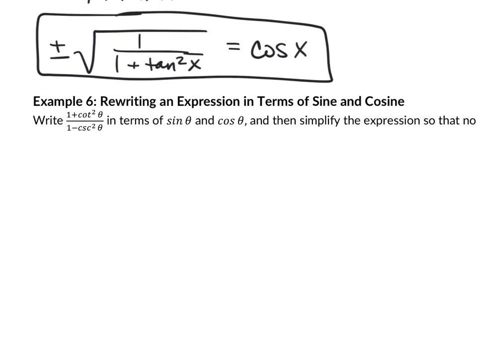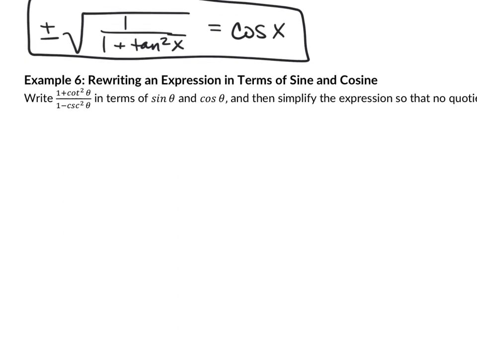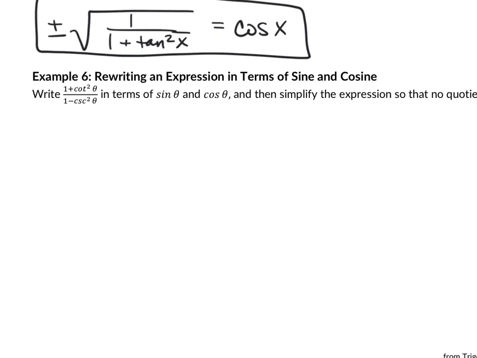Let's try one more. We're going to rewrite this expression, 1 plus cotangent squared theta over 1 minus cosecant of theta, in terms of sine and cosine, and then simplify the expression so that no quotients appear. So let's take that one that they gave us. This one involves a little bit more writing than normal. So 1 plus cotangent squared of theta over 1 minus cosecant squared of theta.